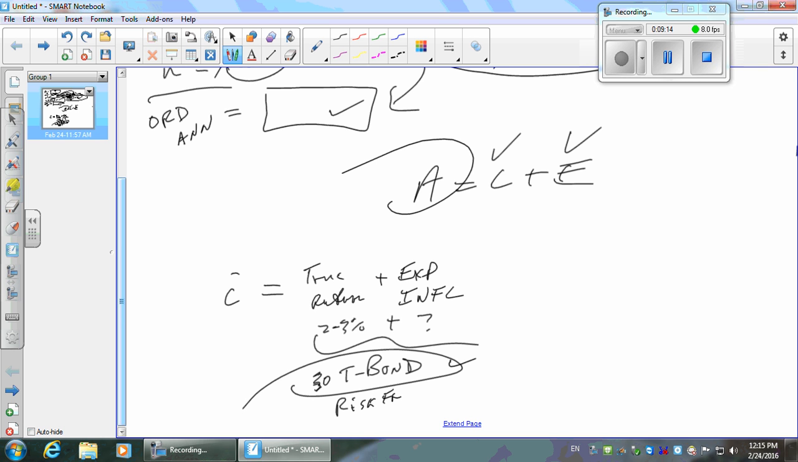Anyway, this is the risk-free, you guys. So what's risk-free composed of, theoretically? True return plus expected inflation. And then what's the other piece? You said there were 3 pieces. I agree with you. What's the other piece out there? Risk premium. So it's for risk, right?